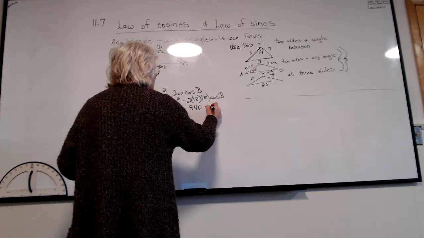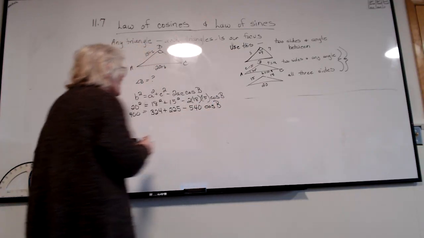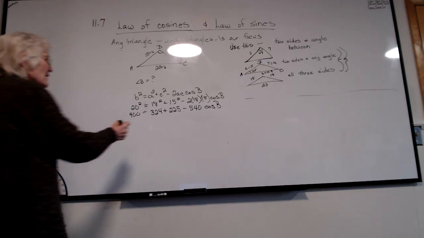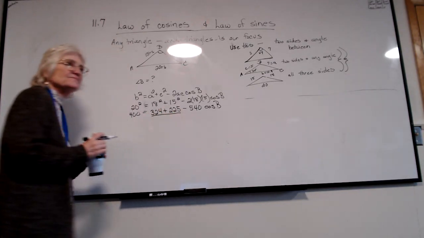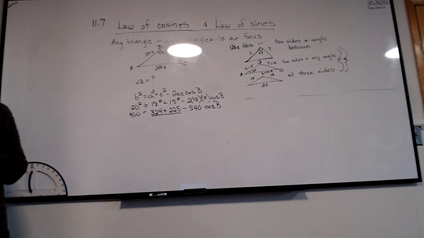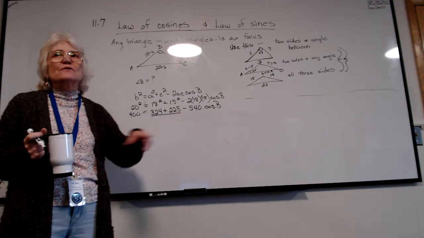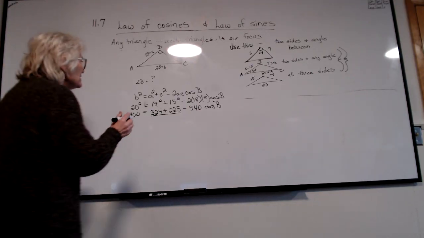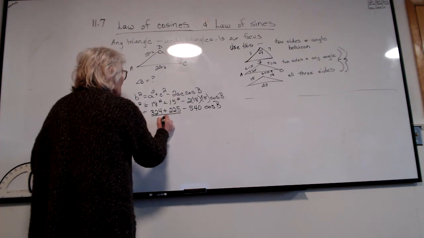540 cosine B. I want you to think about order of operations in solving this. We can first of all put these together, correct? Yeah. We can add those together. Can I subtract the 540 right now? No. Why? Because of order of operations, left to right. Well, you have to add these together.